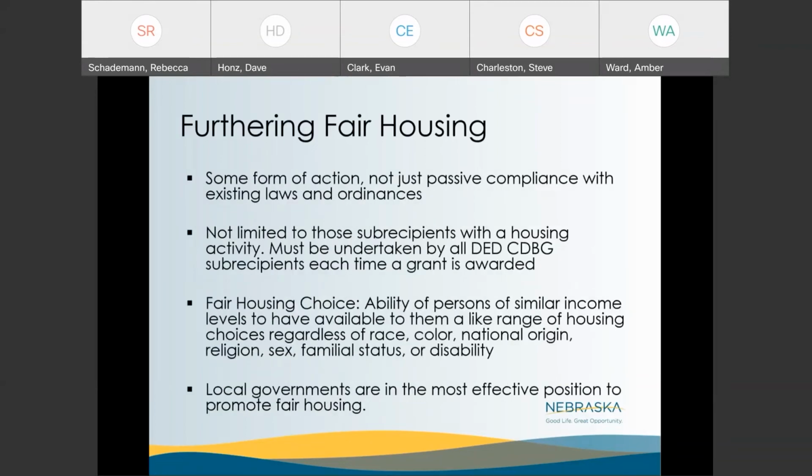Some form of action, not just passive compliance with existing laws and ordinances, not limited to those subrecipients of the housing activity, must be undertaken by all DED CDBG subrecipients each time a grant is awarded. Fair housing choice is the ability of a person of similar income levels to have available to them a like range of housing choices regardless of race, color, national origin, religion, sex, familial status, or disability. Local governments are in the most effective position to promote fair housing. Next slide.